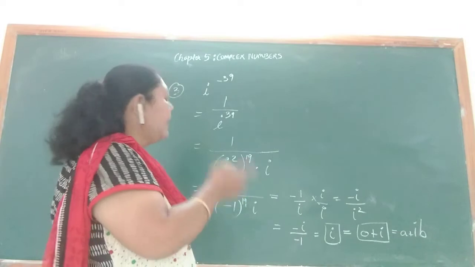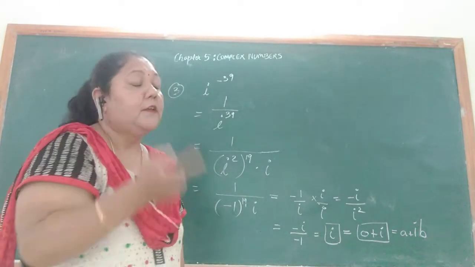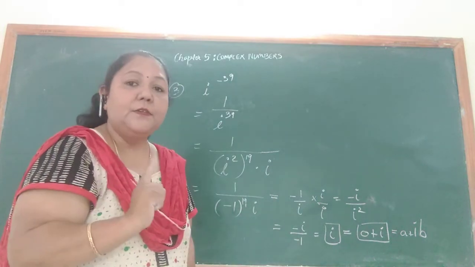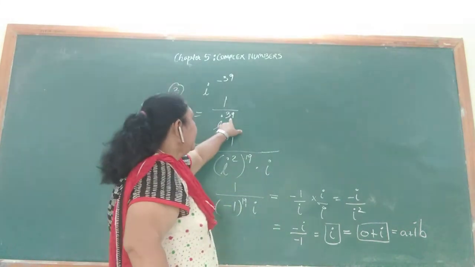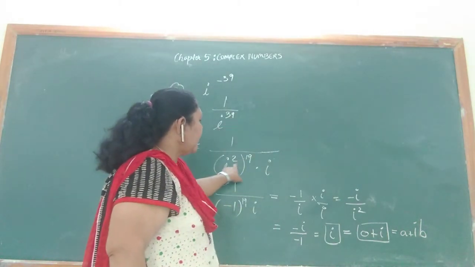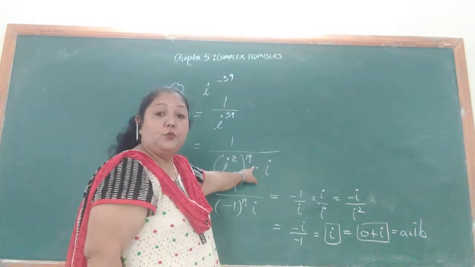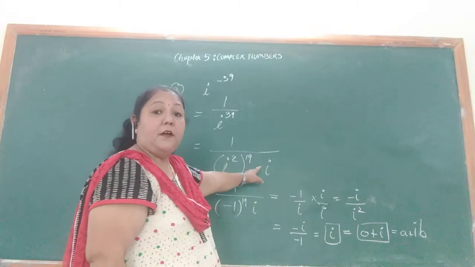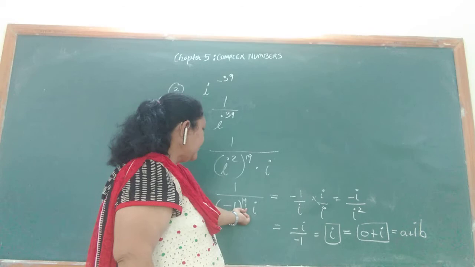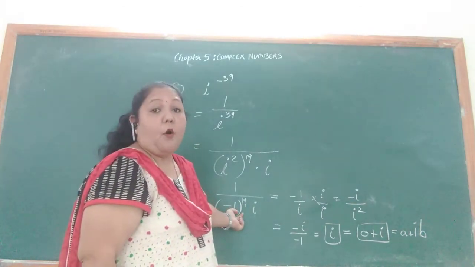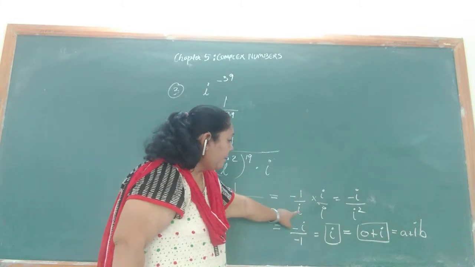Now I try to create i square. Why? Because I know i square value is minus 1. So instead of that, I started writing 39 as 38 plus 1. And that 38 I wrote as i square to the power of 19. i square was minus 1, minus 1 to the power 19. Odd power, so the minus sign will remain. So therefore this is a minus sign and 1 upon i.